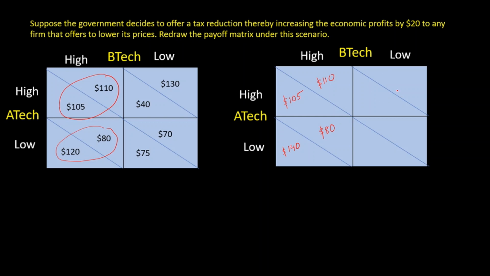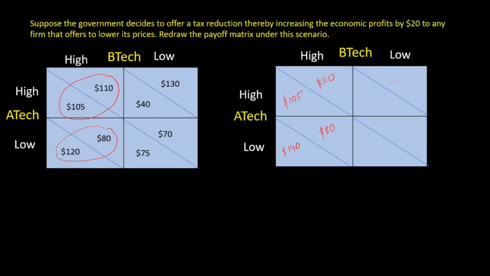Now let's come to this part of the matrix. So in this case, we know that B Tech is offering its product at a lower price. So therefore, it can enjoy the benefits of tax reduction. So the economic profits would increase by $20.